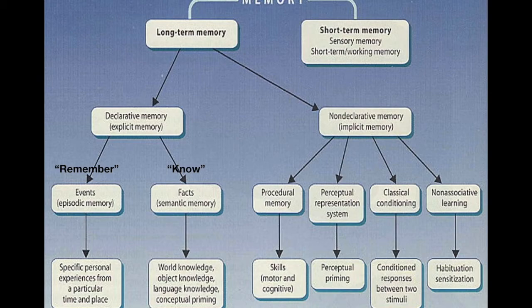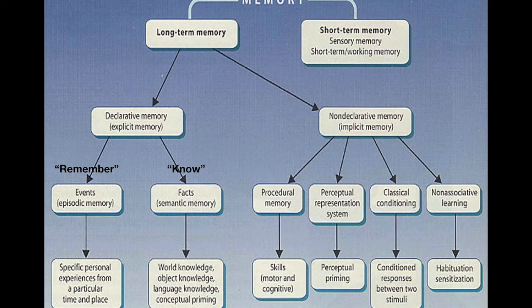Moving on to the non-declarative memory or implicit memory. This type of memory is the memory we don't have conscious access to. We cannot consciously search implicit memory in our head. Implicit memory consists of procedural memory, which involves skills that are required to do things, such as riding a bike or writing an alphabet on a sheet of paper.